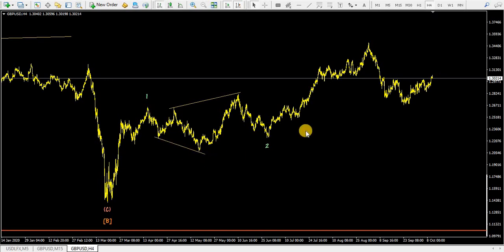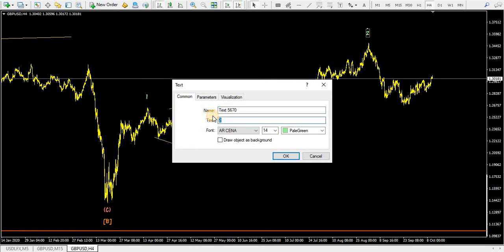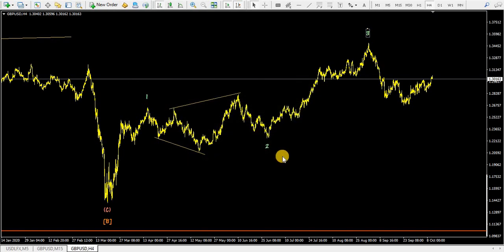So if this over here is in this degree, 1, 2, 3, this looks like it is the completion of wave 4. And why do I say that? Because of the rule of alternation. So if my second wave was complex, my 3rd wave needs to be simple. If my second wave is flat, I can expect a sharp correction. So we're looking for a simple and a sharp correction for this wave 4 over here, which I do have.